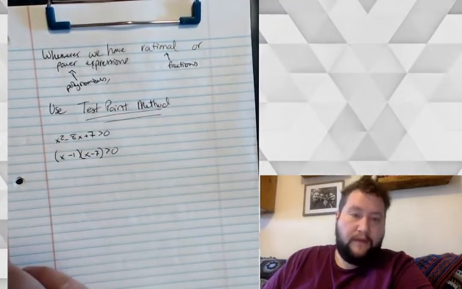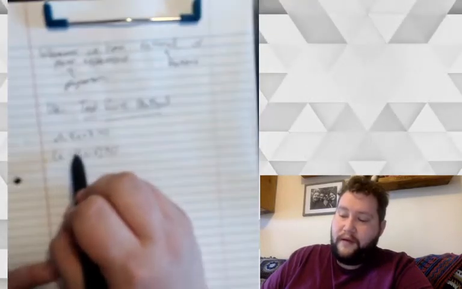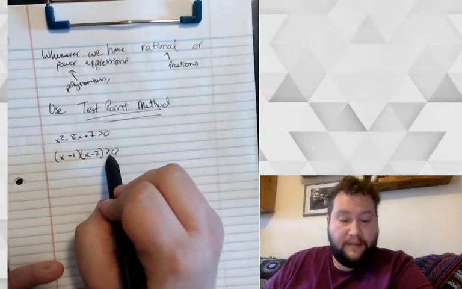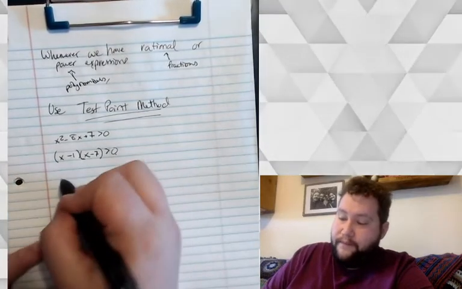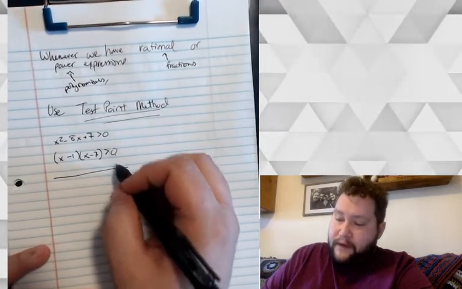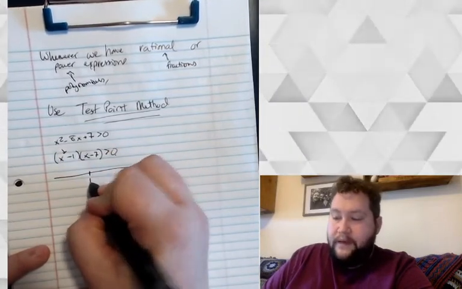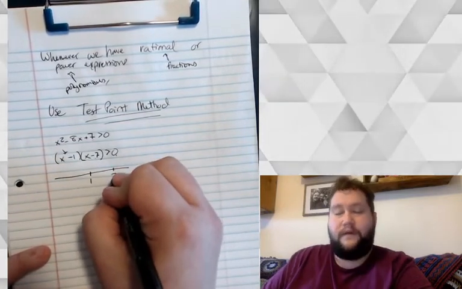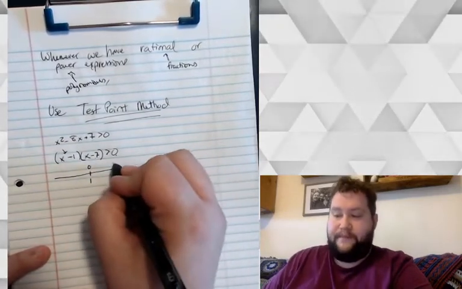And what we're going to do next, so this is asking, when is this product greater than 0? And greater than 0 is the same as asking, when is it positive? So what we're going to do is draw a number line and plot where it equals 0. It'll equal 0 if x equals positive 1, and it'll equal 0 whenever x is equal to 7. So it equals 0 at those 2 points.